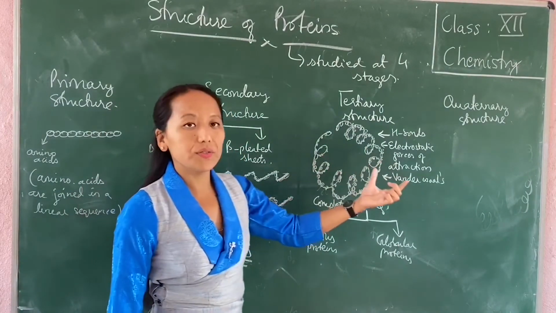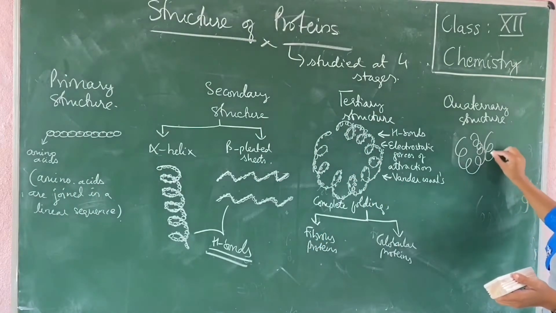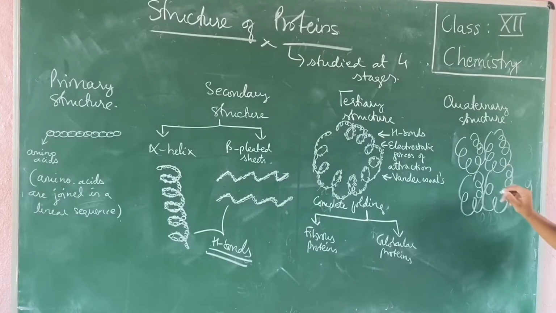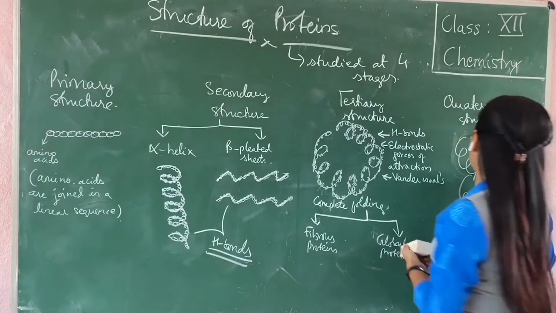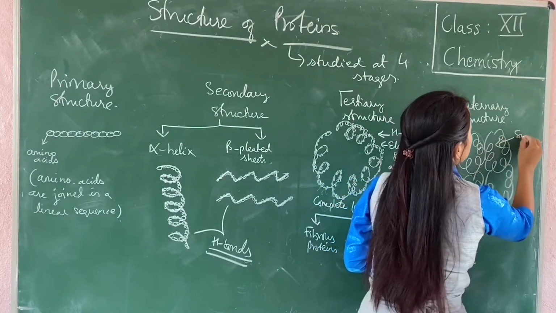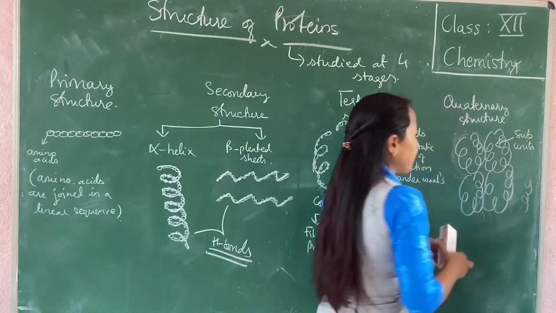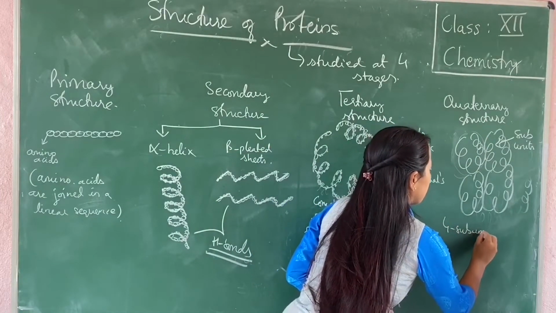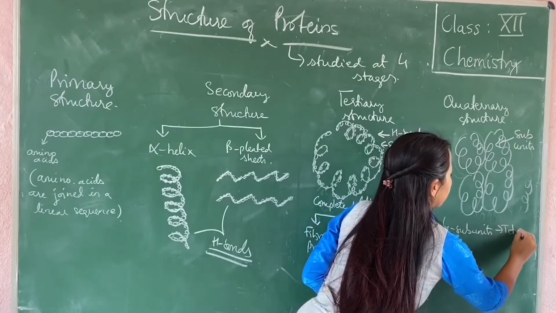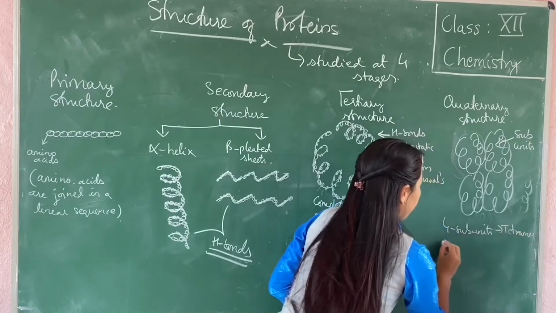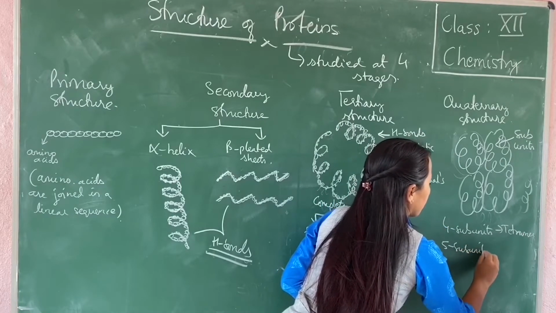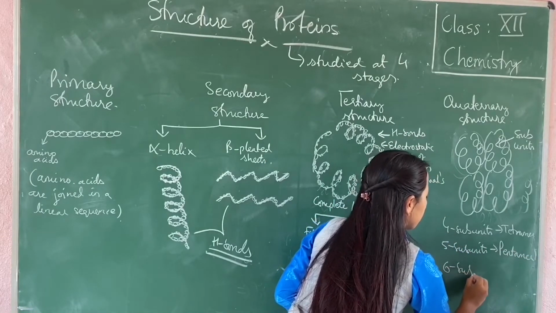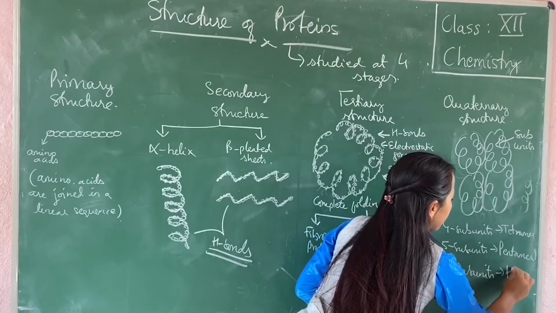Now in the case of quaternary structure, let's say I have 4 units of this tertiary structure joining together to form this quaternary protein. Now each of these tertiary structures is called a subunit. If 4 subunits are involved in the formation of quaternary structure, then it is called a tetramer. If 5 subunits are involved, then it is called a pentamer. If you have 6 subunits, then it is called a hexamer.